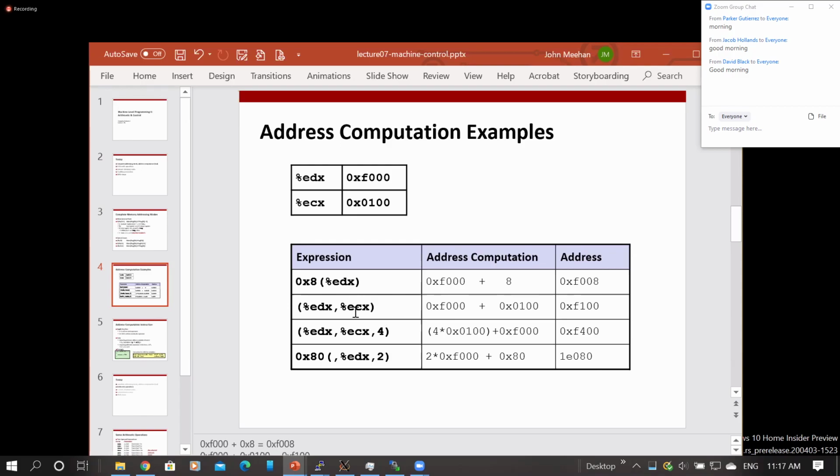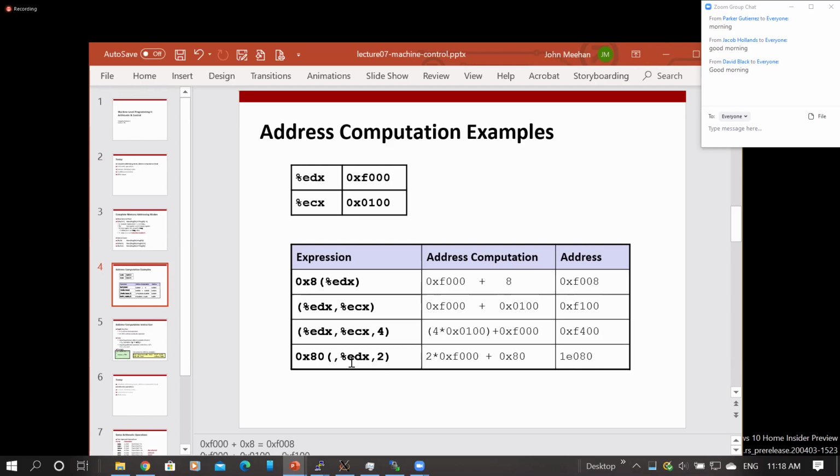This one's going to add ECX to EDX. So those two guys get added. That would be the address that we'd go to if we were, say, moving something from memory or moving something to memory. That's what that would mean. This is going to be 4 times ECX plus EDX. So you get 4 times the 100. You get 400 and add that to the F.